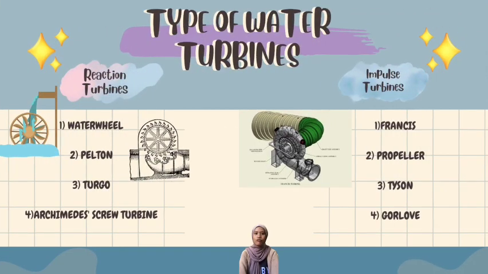There are two types of water turbine, which are reaction and impulse. Examples of reaction turbines are the water wheel, Pelton, Turgo, and Archimedes screw turbines. For the impulse, the examples are Francis, Propeller, Kaplan, and Gorlov.